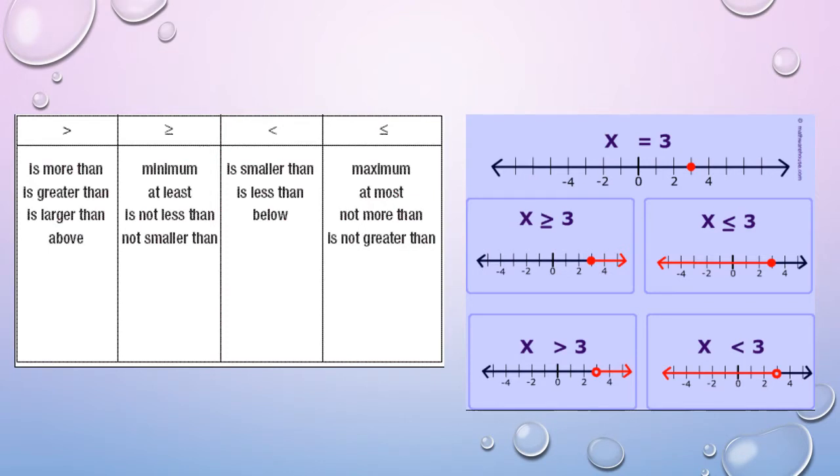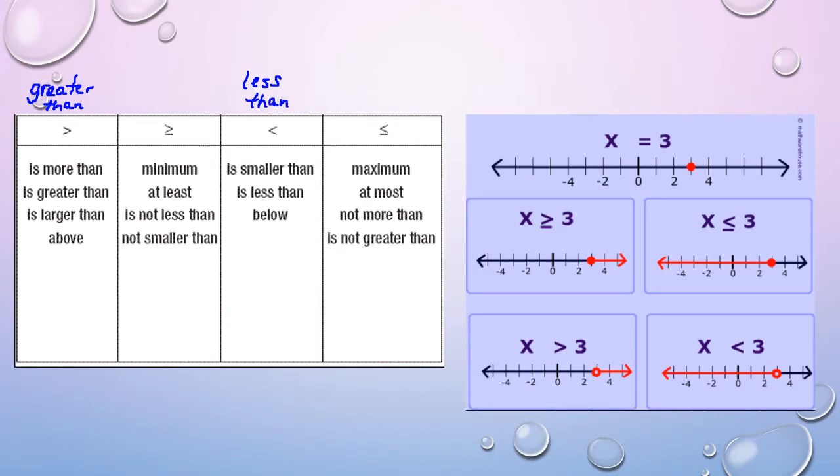Alright, the first thing that we need to know is what the inequality signs are. So right here we've got our four inequality signs. We've got the greater than, the greater than or equal to, because notice it's got the line underneath it, the less than, and the less than or equal to.